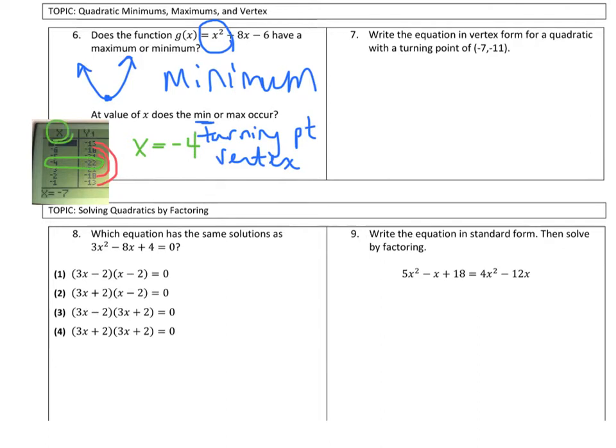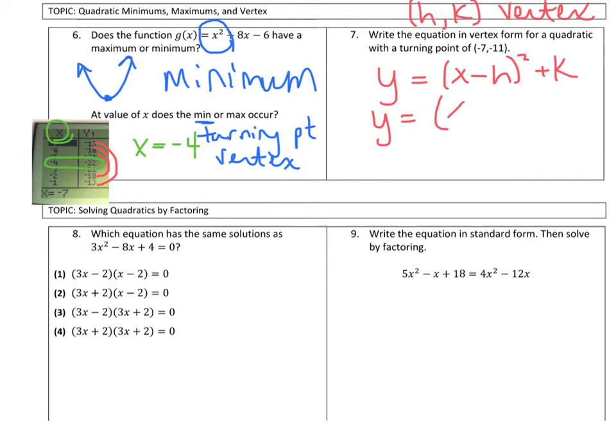Okay, number 7. Write the equation in vertex form for a quadratic with a turning point of (-7, -11). Remember the vertex form of a parabola is written like this: y equals x minus h squared plus k, where (h, k) is the vertex. So if my vertex here is (-7, -11), I always say switch the sign, keep the sign. The number that goes in the parenthesis, we switch the sign. So if it's -7, when we put it in the parenthesis, it's going to be x plus 7 squared. And then the y value, we keep the sign, so -11.